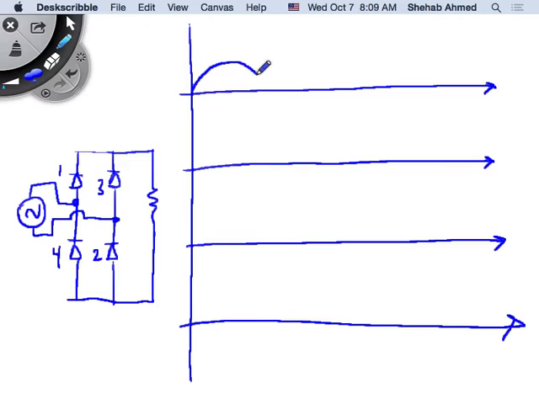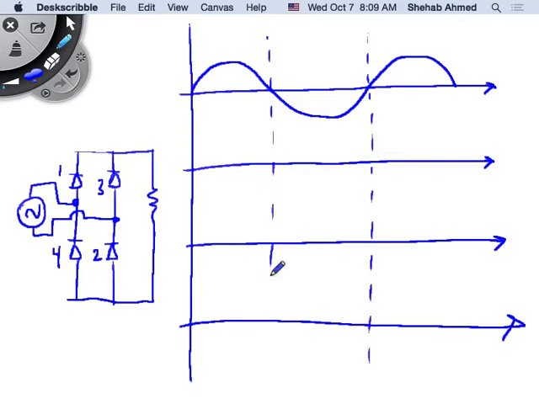Okay, so this is 1.5 cycles of my input voltage, not one. So this is V input, plus minus V output. In the positive half cycle, diodes 1 and 2 will conduct, and in the negative half cycle, diodes 3 and 4 will pick up the voltage. They will automatically act like the freewheeling diode in the half wave rectifier case. As soon as the voltage goes negative, they will pick up the load.